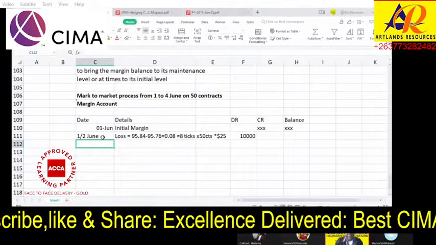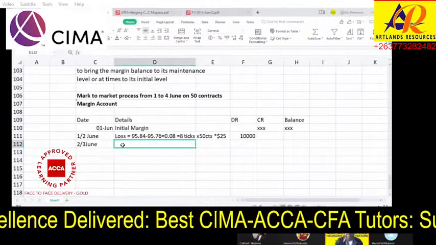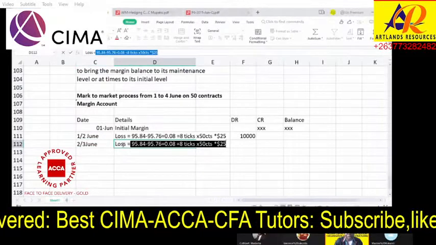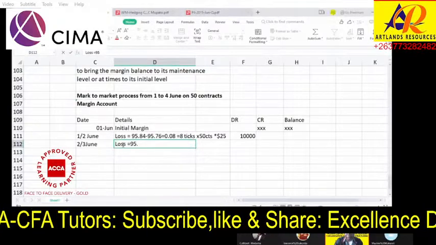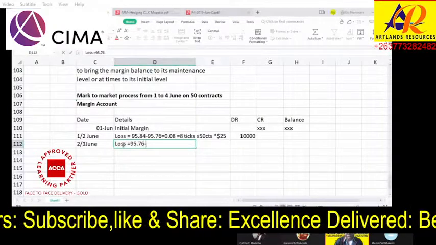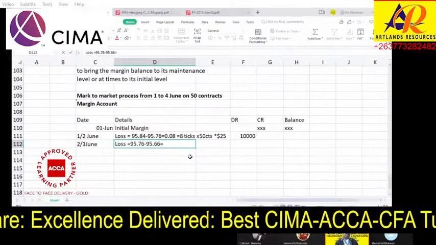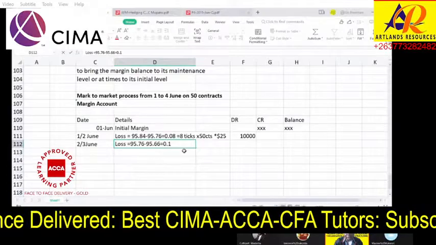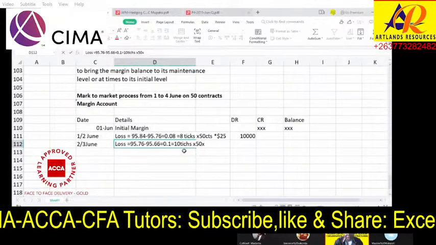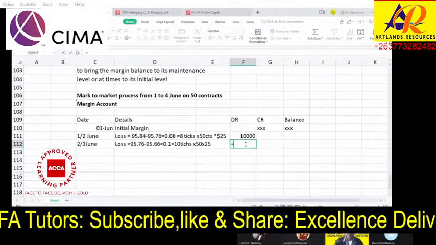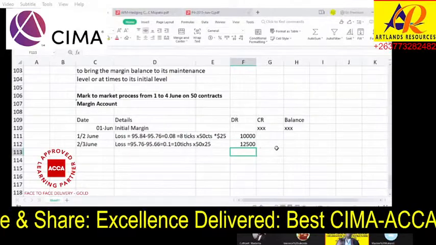So you say date 2/3 June, and in the details here, loss. So you opened at 95.76, and then you are now selling at the end of the day at 95.66. So are you not seeing? You are making losses. So this is 0.1, which is 10 ticks times 50 contracts times 25. So again, it's a debit, equals 10 multiplied by 50 multiplied by 25. So that's how they will be maintaining your margin account.